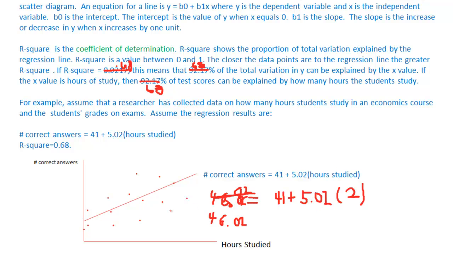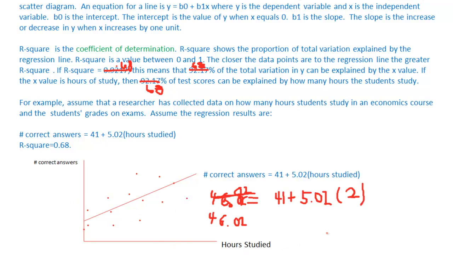Now, this is assuming this equation is correct, and obviously there's a lot of variation where that student may study another hour and be this person up here, or they could be this person way down here. They're not studying as effectively. So here we're just looking at hours studied and correct answers.